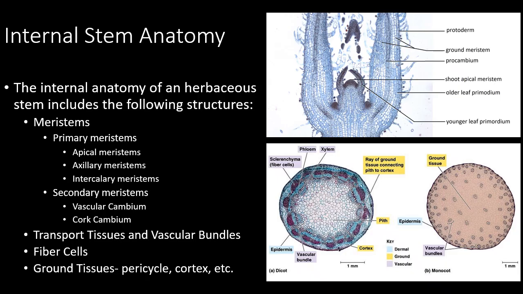Primary meristems make the stem grow longer. Secondary meristems make the stem grow thicker. We'll also be discussing transport tissues and vascular bundles. That's basically how a plant transports resources such as water or sugars around its body. We won't get too into fiber cells. That'll probably also get saved for my video on woody stem anatomy, and also ground tissues. I'm not going to talk probably about things like pericycle and cortex in this video, just for brevity's sake. But ground tissues are essentially the stuffing of the stem, and we'll discuss that a little bit more in detail in a minute.